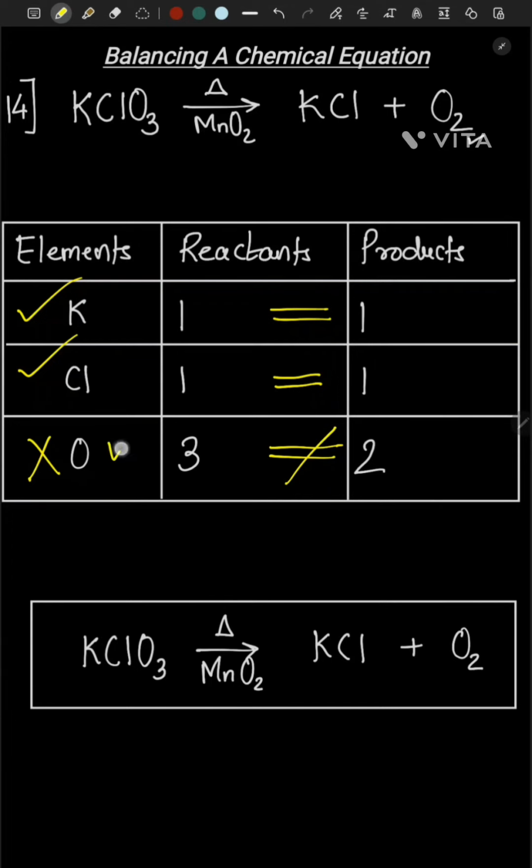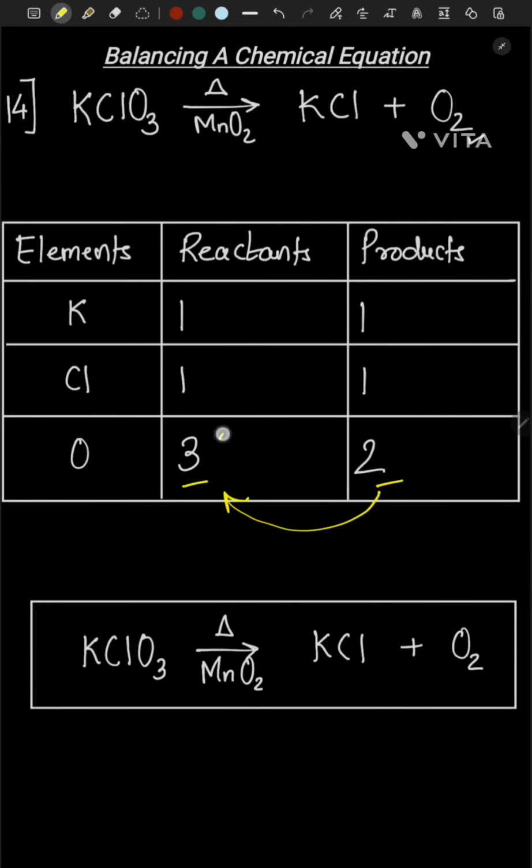So we need to balance oxygen first. As we can see, potassium and chlorine are already balanced with 1 and 1. So we'll go for oxygen, but here we have different numbers. We have 3 as well as 2. I can't make 2 into 3 and I can't make 3 into 2 because they are not even numbers. In this case, I'll go with LCM. So what will be the LCM for these two?